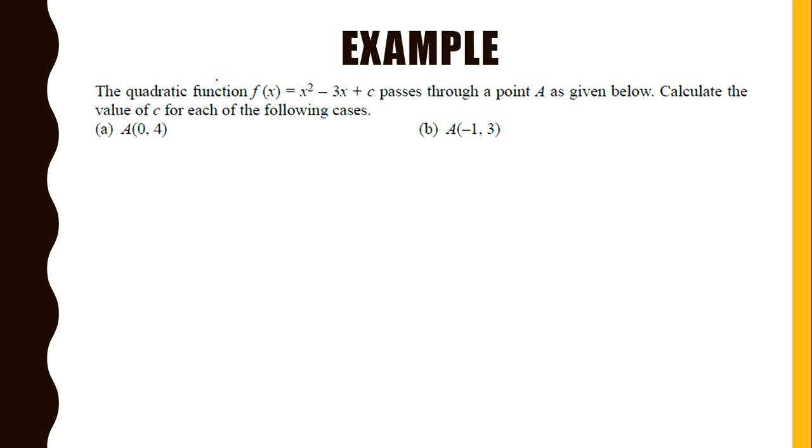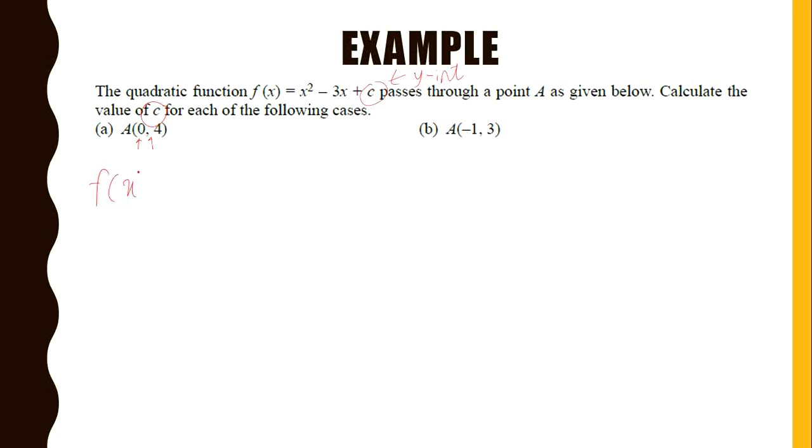So let's look at the example. The quadratic function, f(x) equals to x square minus 3x plus c, passes through a point A as given below. Okay, dia cakap calculate the value of c for each of the following cases. Okay, nak cari value of C ni maksudnya dia cari y-intercept lah, ataupun titik di mana graf tu dia passes through y-axis. Okay, so kita tengok dia bagi apa ni? Dia bagi koordinat of point A. Ni koordinat X, ni koordinat Y.